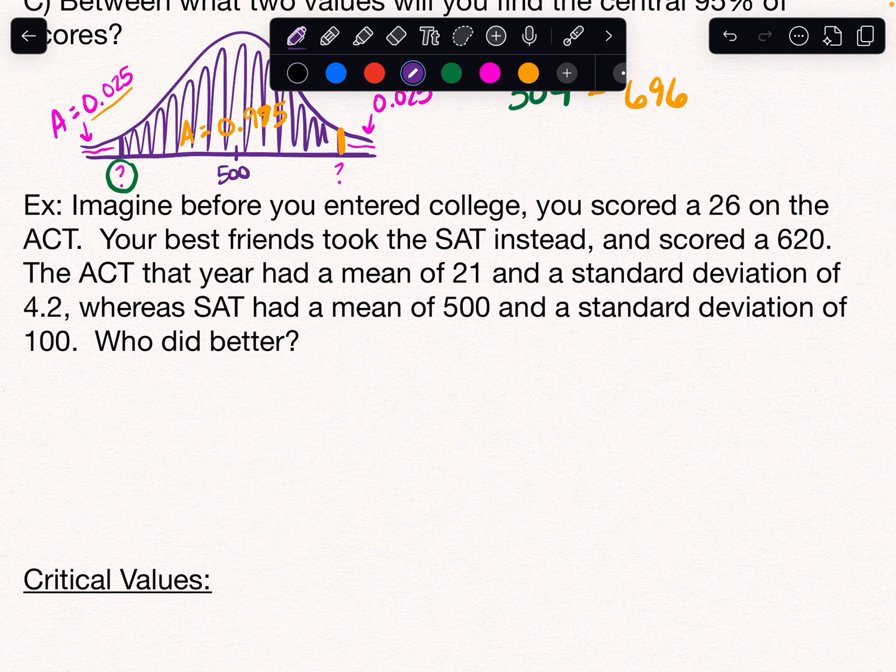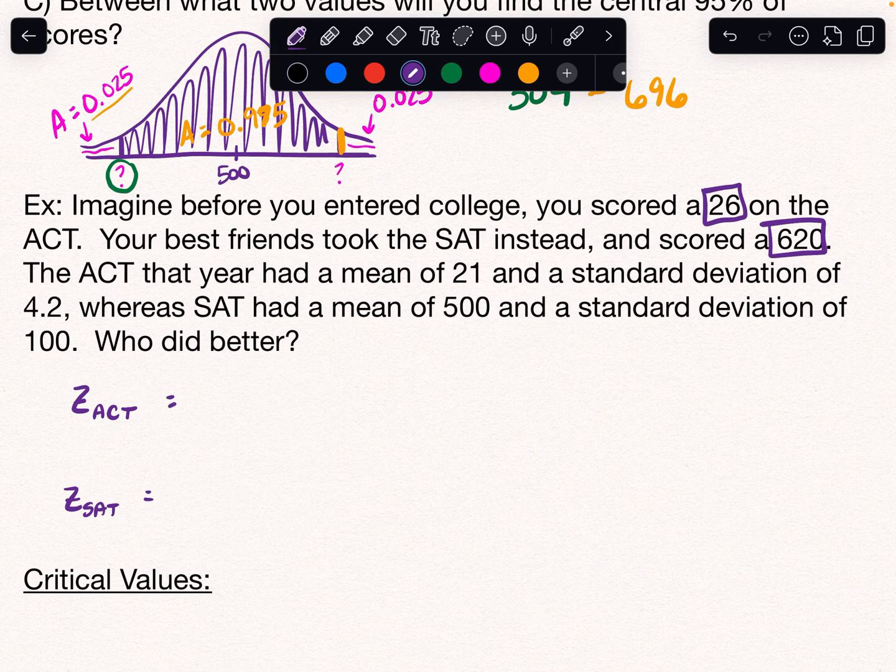Who did better? So this is where the Z-score comes in handy, because I have 2 different means and 2 different standard deviations. It's hard to compare a score of 26 to a score of 620. Like, where's the relevance? 26 is higher than a mean of 21, 620 is higher than a mean of 500, so we're both above average, just who's more above average than the other person. So I'm going to find the Z-score for the ACT test and the Z-score for the SAT test.